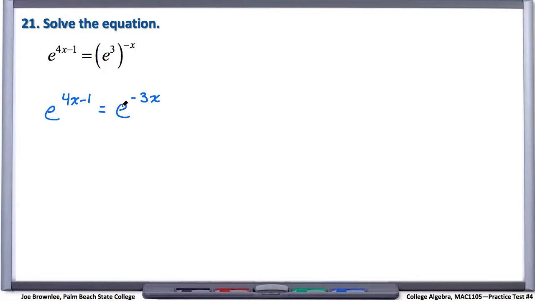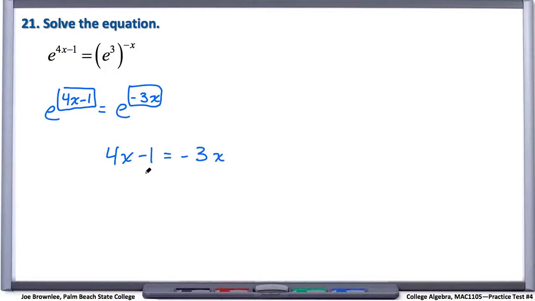And because we have the same base, and this is an equation, an equality, we're saying the left-hand side has to equal the right-hand side. And if the base is the same, well, that means that the exponents also have to be the same. So to solve for x, all we're going to do is really, for the moment, ignore the e and simply set 4x minus 1 equal to negative 3x, right? Because again, if the bases are the same and this is an equation, an equality, then the exponents have to be the same. So let's go ahead and solve here.